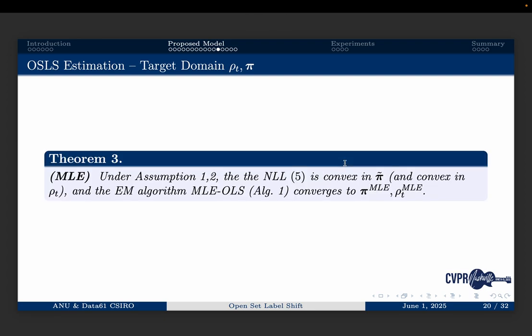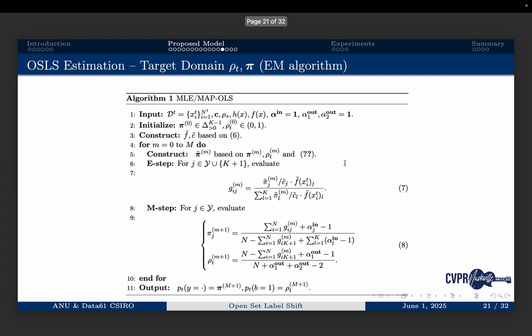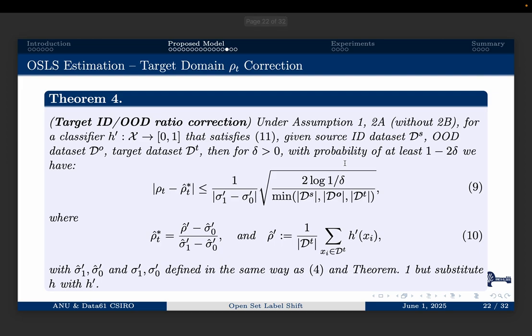After we write the objective in the mathematical form of a closed set label shift estimation objective, we can derive an EM algorithm to obtain the maximum likelihood estimate of the target domain label distribution. After we obtain this estimate, we also propose the target domain rho correction model for the circumstance when our assumption may not be satisfied in practice.